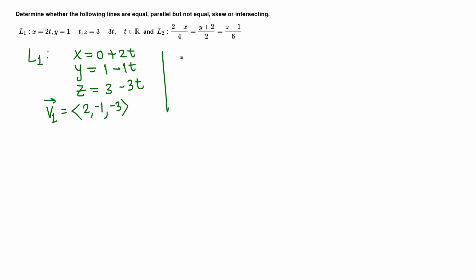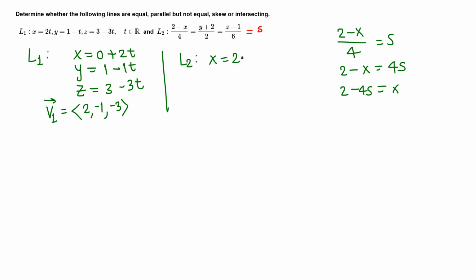And for L2, we can see the direction vector (4, 2, 6). But be careful, this is not given in nice form. It has 2 minus x, and t is already used, so let's say this equals s, another real number, and solve each. Then we have (2 minus x) over 4 equals s, so 2 minus x equals 4s. Move over x, so x equals 2 minus 4s.